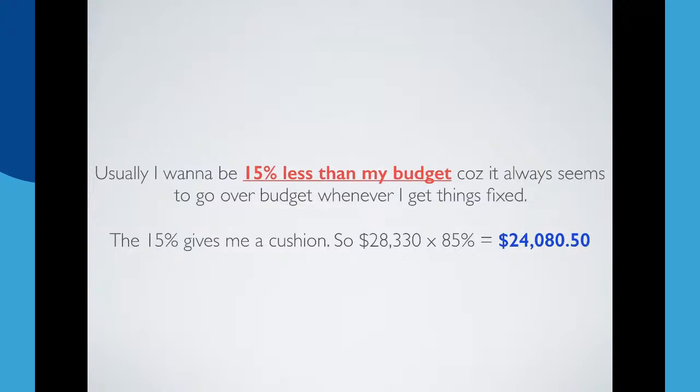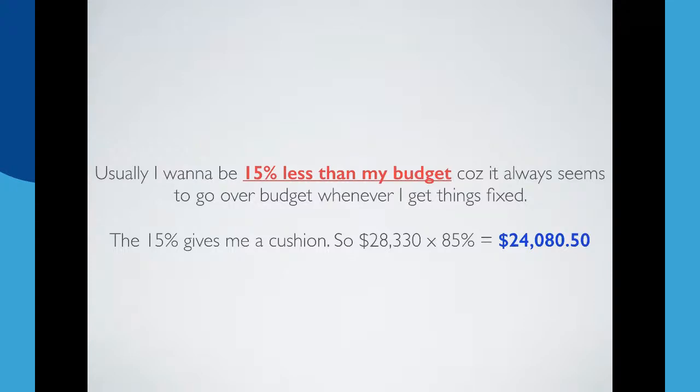Now here's another trick. Usually I want to be 15% less than my budget because repairs usually cost more than the estimate. It happens 99% of the time. If you say the floor will cost me $3,000, more often than not it's going to cost you 3,100, 3,300, or 3,800, something like that. So you have to budget 15% less. The 15% gives me a cushion.